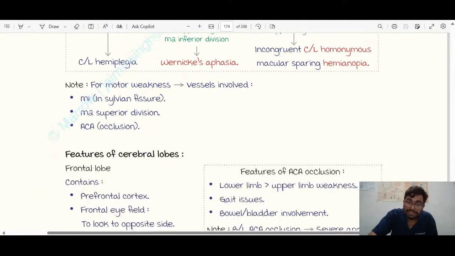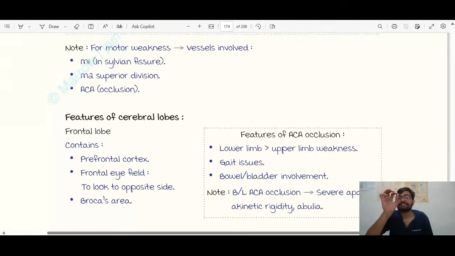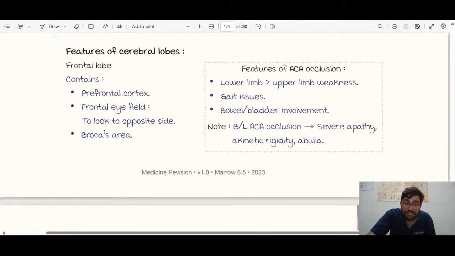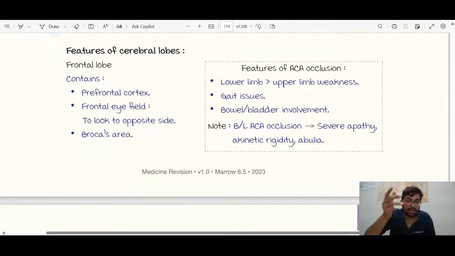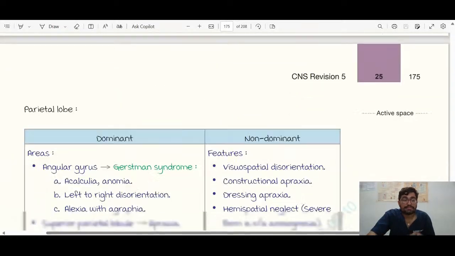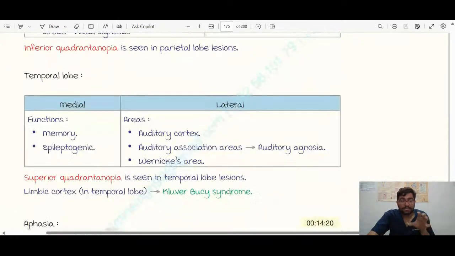Note one thing: for motor weakness, the vessels involved are M1, M2, and ACA. M1 is the segment in the Sylvian fissure, M2 the superior division, and ACA is the anterior cerebral artery. Occlusion of these in the cortex causes hemiplegia. What are the features of the cerebral lobes? Frontal lobe, parietal lobe, temporal lobe.